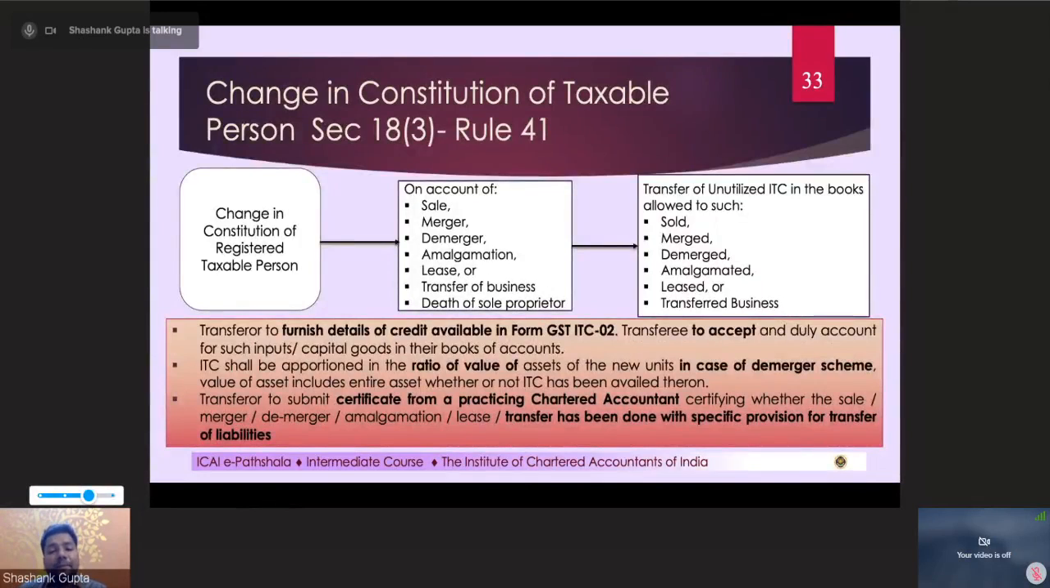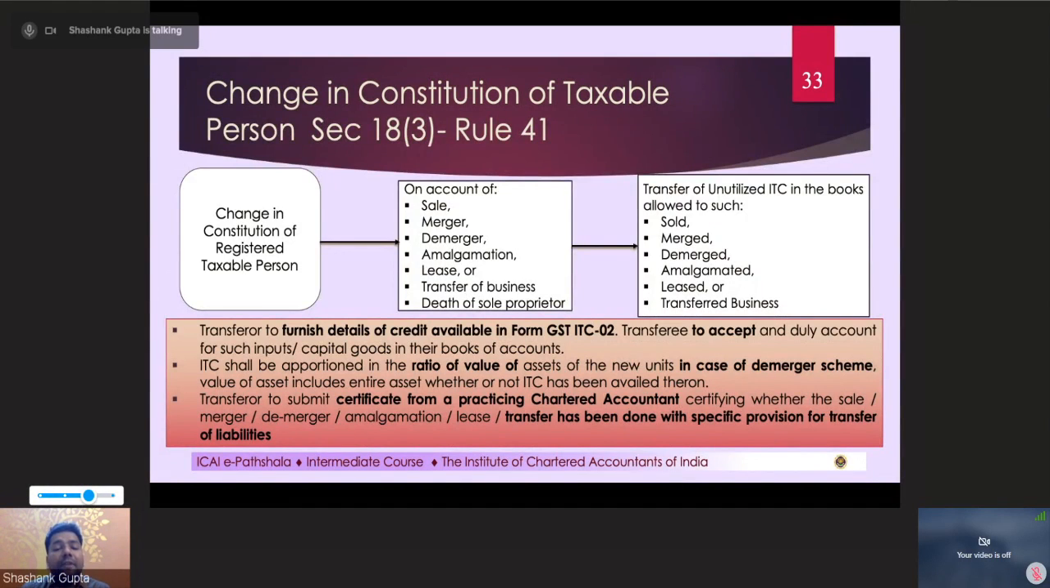Similarly, the law says, if there is a change in constitution of a registered taxable person on account of sale, merger, demerger, amalgamation, lease or transfer of business or death of sole proprietor, then the entire credit will be transferred to such sold, merged, demerged, amalgamated, leased or transferred business. Here a form has to be filed, that is ITC-02, which will be filed by the seller and accepted by the recipient.